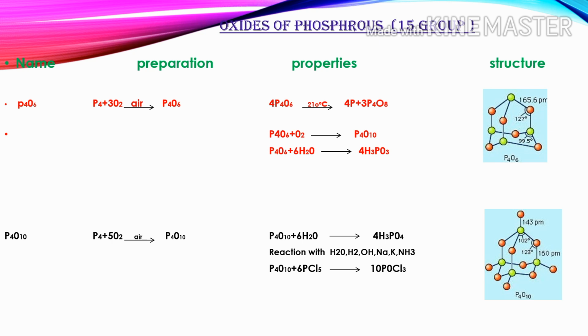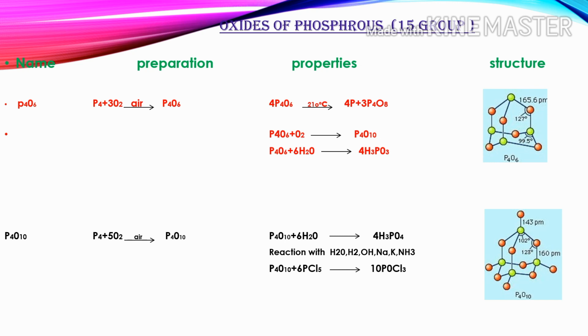Phosphorus pentoxide is more acidic in nature than phosphorus trioxide. So the acidic strength of phosphorus oxides increases due to the increase in oxidation number of the phosphorus atom. If the oxidation number increases, the acidic character increases.